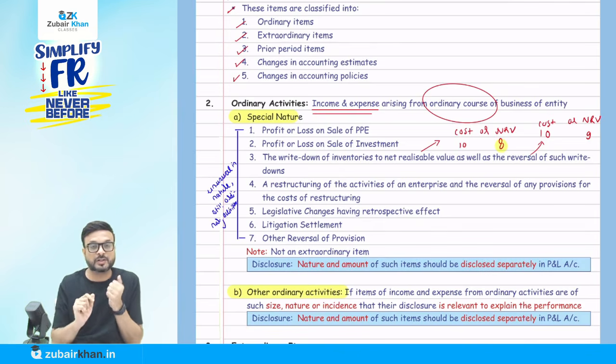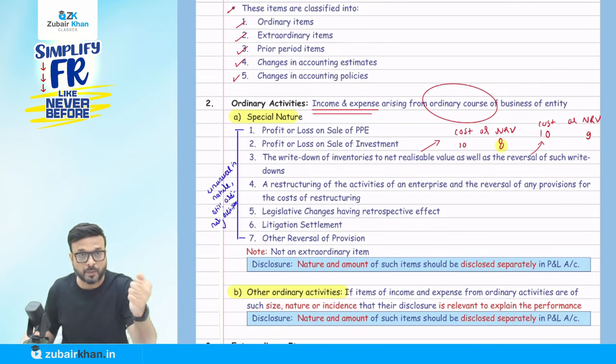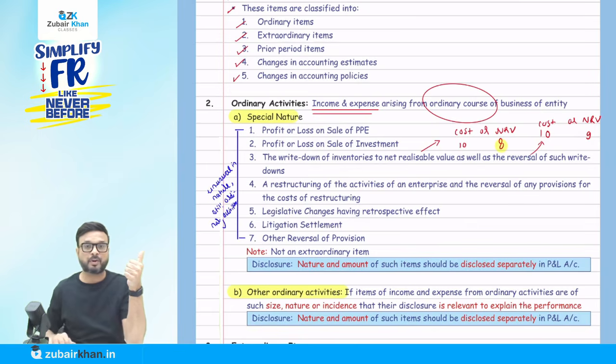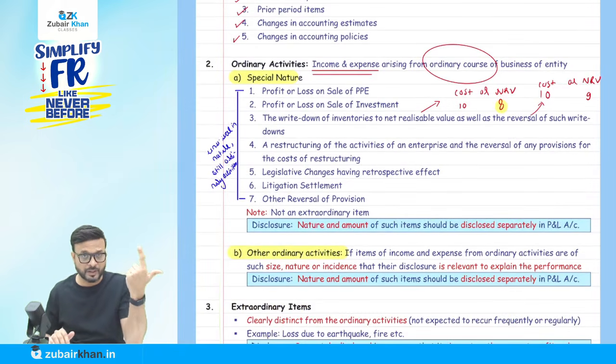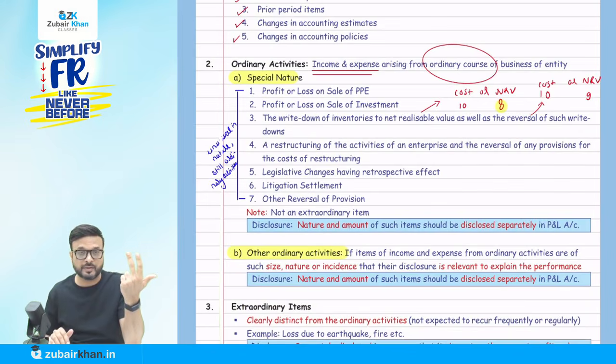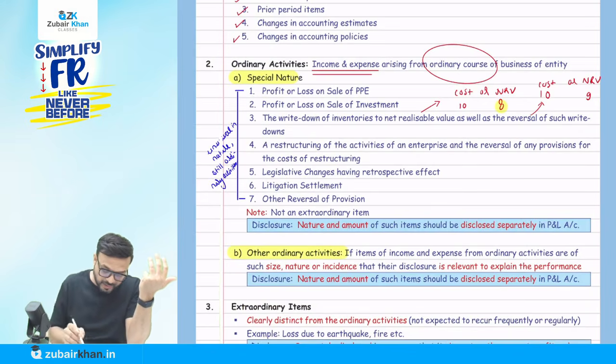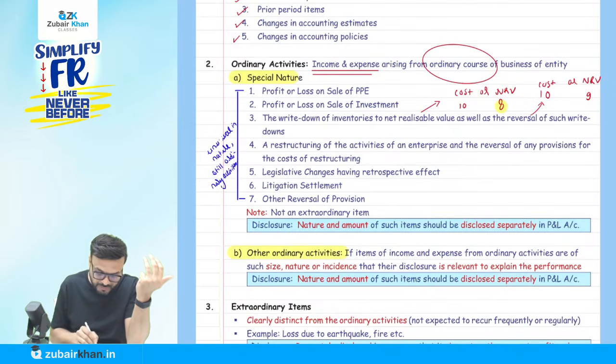So repeat with me. Profit or loss on sale of what? PPE. Profit or loss on sale of what? Investment. The write-down of inventories and the reversal of those. Now, the restructuring of the activities of an enterprise and the reversal of any provision for cost of restructuring.